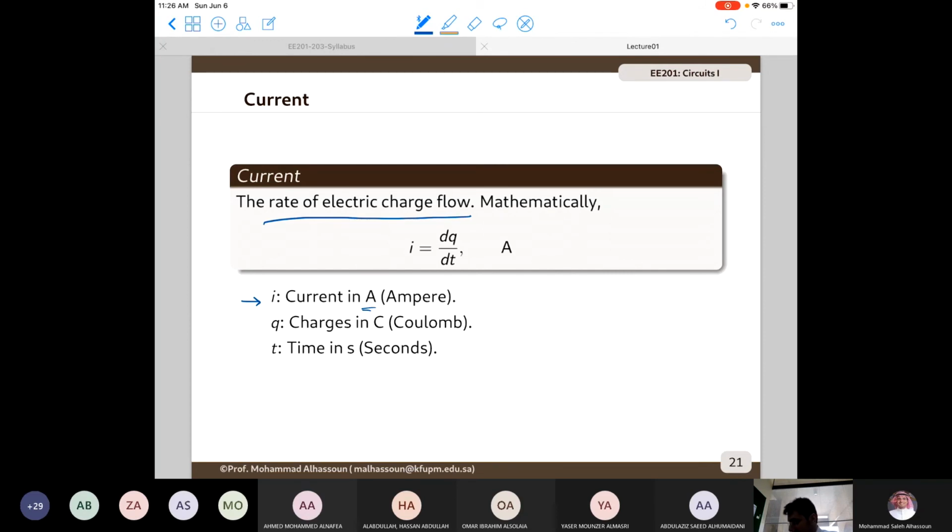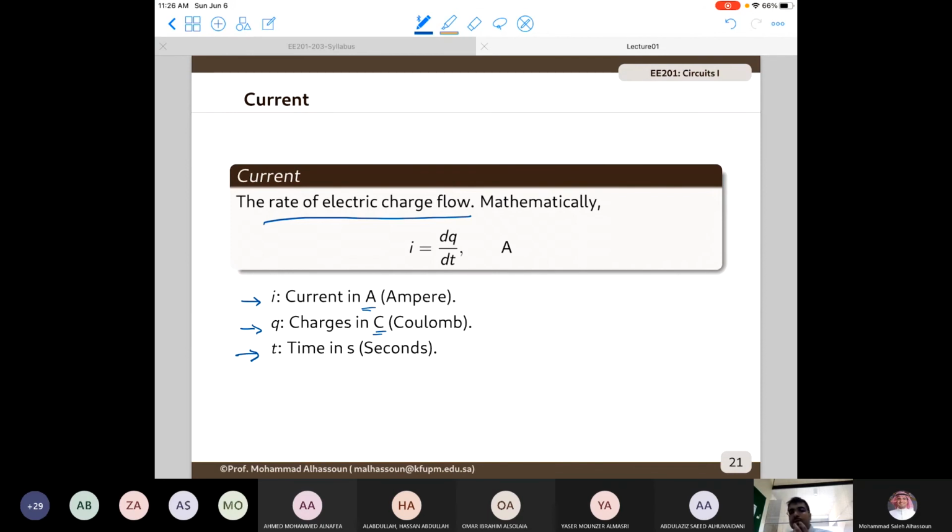After the French physicist Ampere, the unit of charge is coulombs. I think it's after the physicist Coulomb. And the unit of time, we are all familiar with, is seconds.